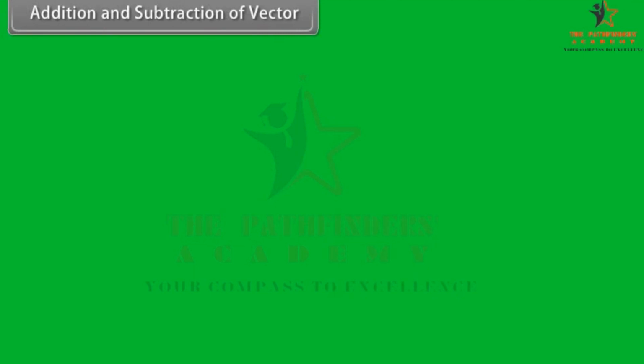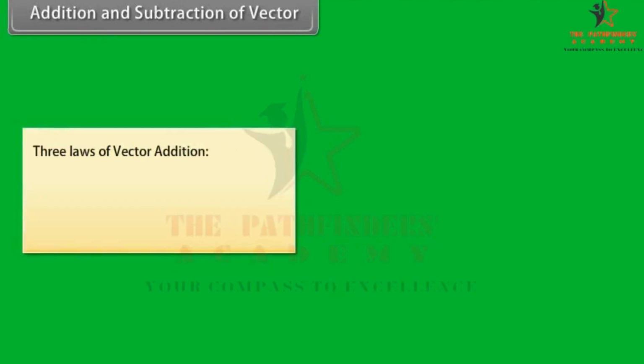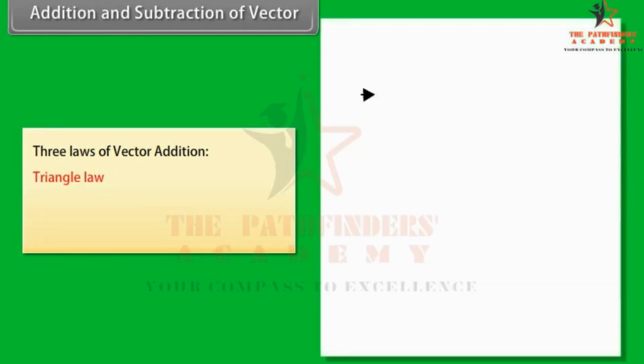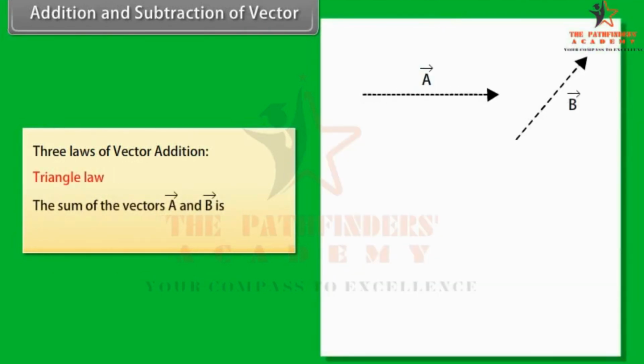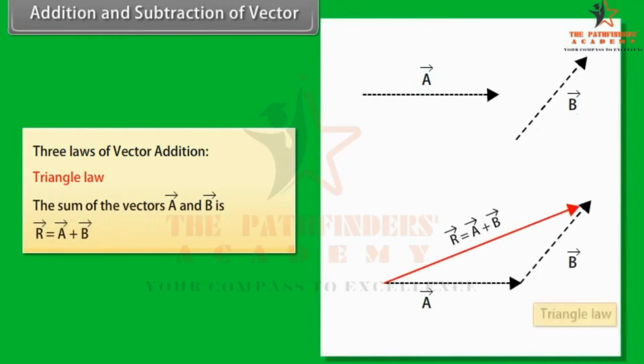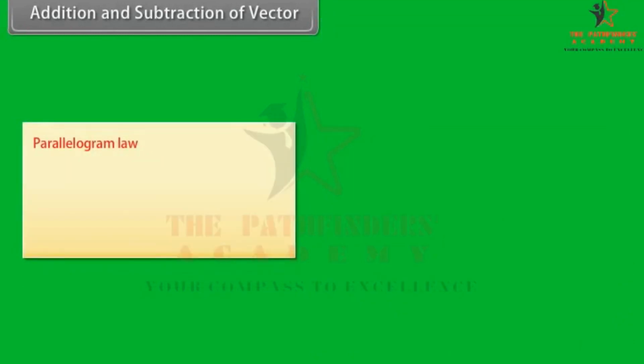Addition and subtraction of vectors. Vector addition is done with the help of three laws. A. Triangle law. The sum of vector A and vector B is vector R equals vector A plus vector B. B. Parallelogram law.